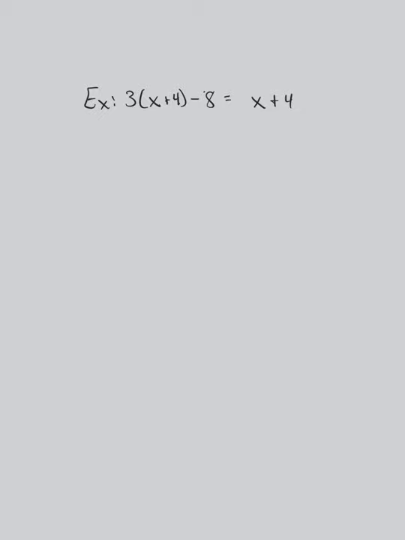Let's see this with an example here. We have this equation, and we start trying to solve it normally. The first thing I would do is distribute. So I have 3x plus 12 minus 8. There's not anything to do on the right side. Now I have some like terms to gather on the left side, and so we have 3x plus 4 is equal to x plus 4.